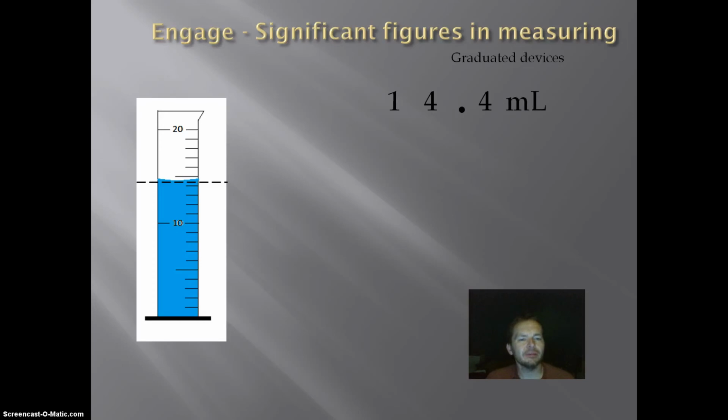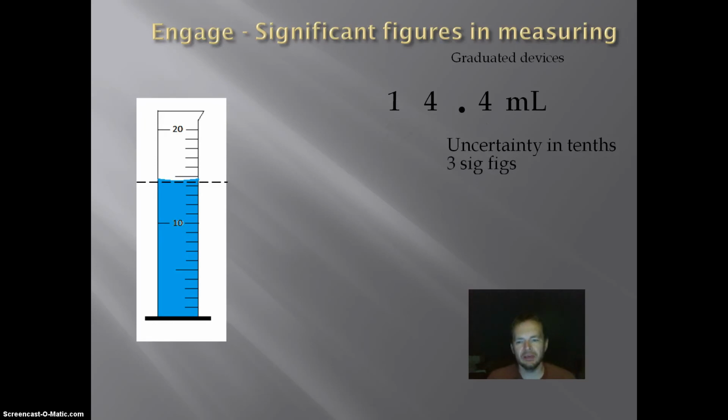The 4 in the 10th position is called the uncertainty. So we'd say that this device has its uncertainty in the tenths. The uncertainty plus the two certain numbers gives us the sig fig. So this measurement value would have 3 significant figures.